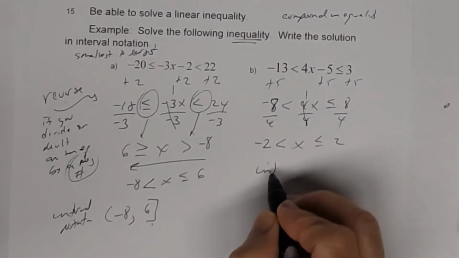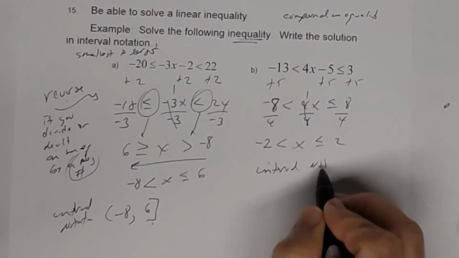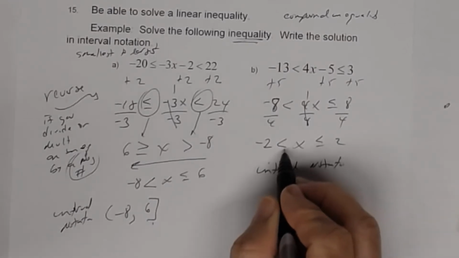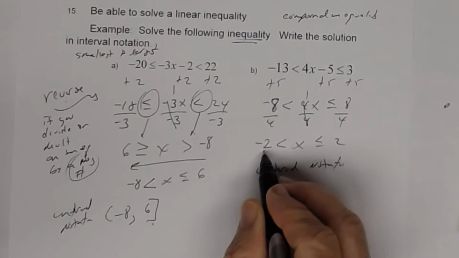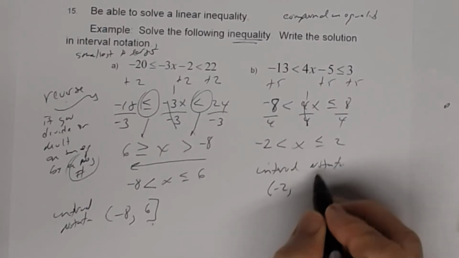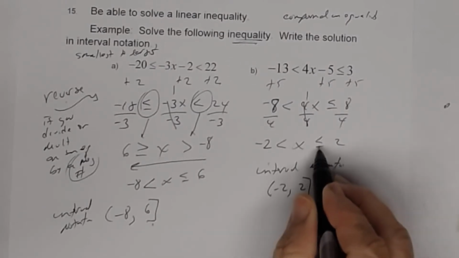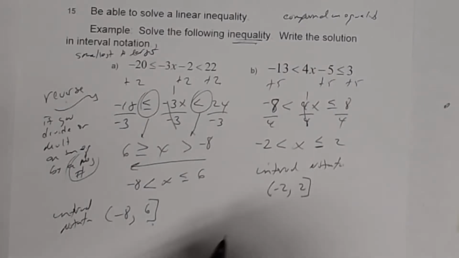So the answer, in interval notation, since there's no equal sign, you're going to say parentheses, -2, comma, all the way to 2 with a bracket because of the equal sign. All right, so that's the answer.